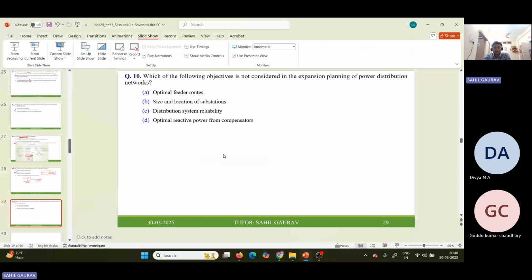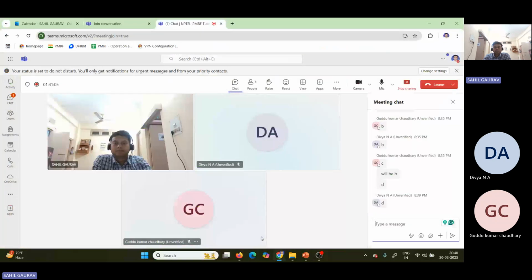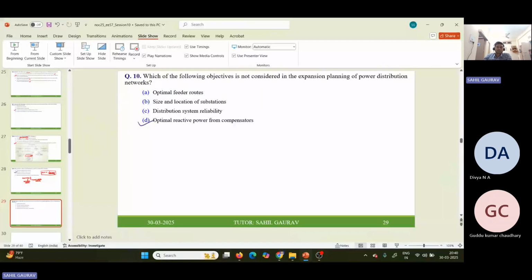Yes, Divya, good, both of you are correct. D is the correct answer. Very good. So optimal reactive power from the compensator is not an objective. The others, optimal feeder routes, yes, it is an objective in the expansion planning. Size and location of substation is also an objective in the expansion planning. Distribution system reliability is also in the expansion planning.